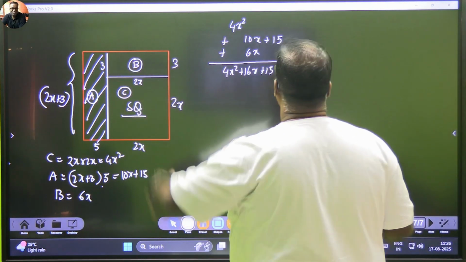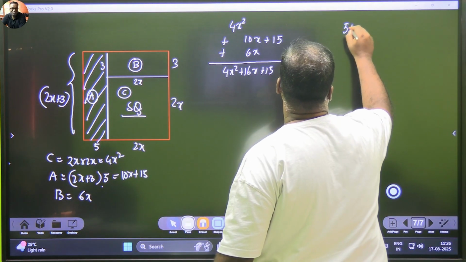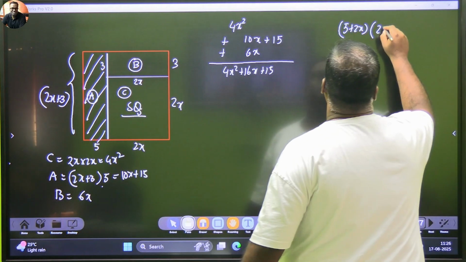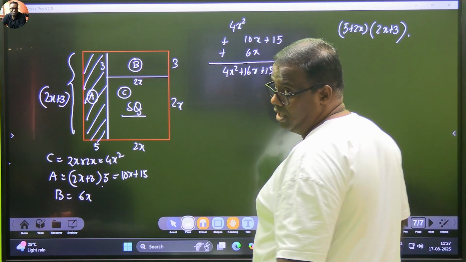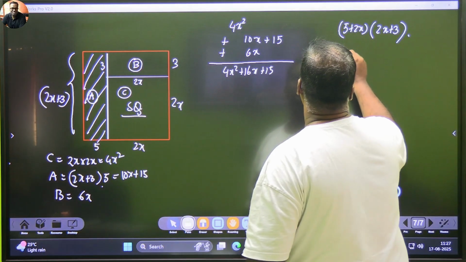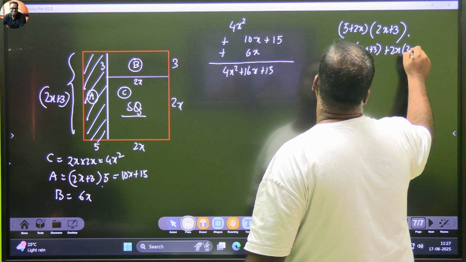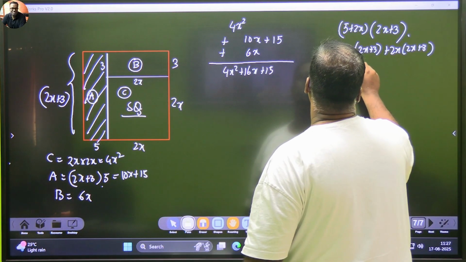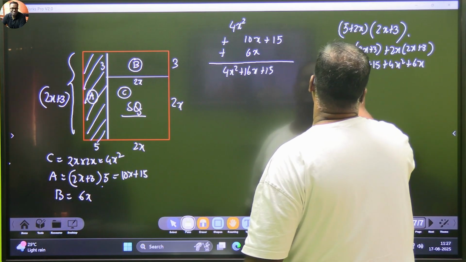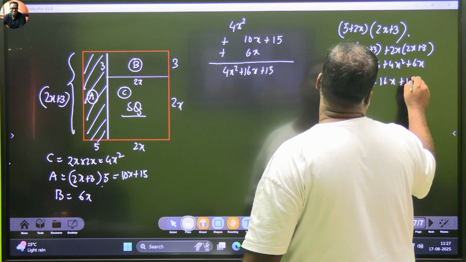We don't know what the shape is. So we know it is either a rectangle or a square. How much is the overall width? 5 plus 2x. Agreed? Should be multiplied with how much? 2x plus 3. So this is 5 multiplied by 2x plus 3 plus 2x multiplied by 2x plus 3. 5 into 2x is 10x plus 15 plus 4x square plus 6x. So this is 4x square plus 16x plus 15.